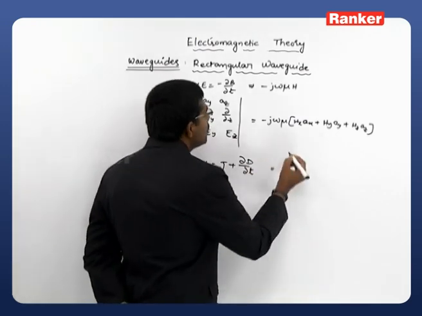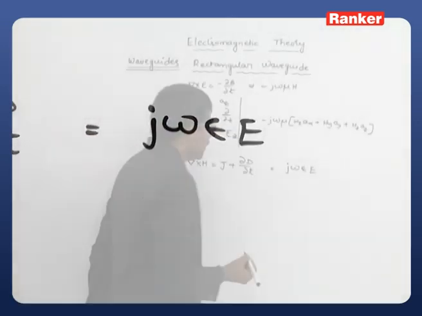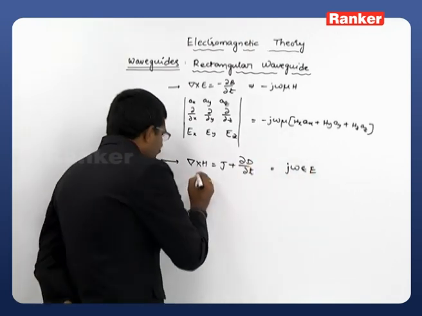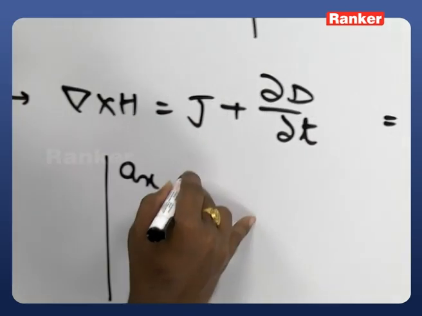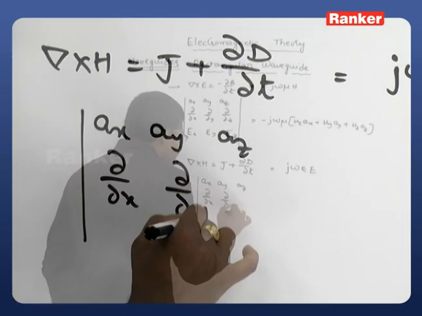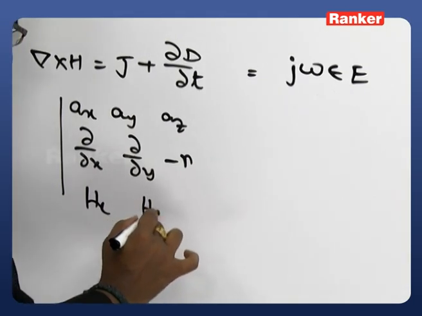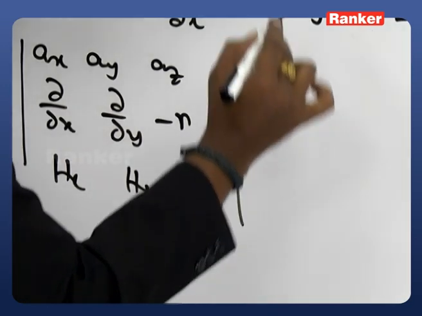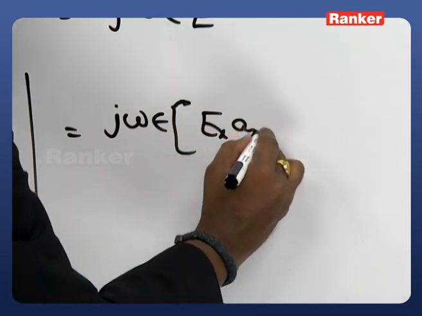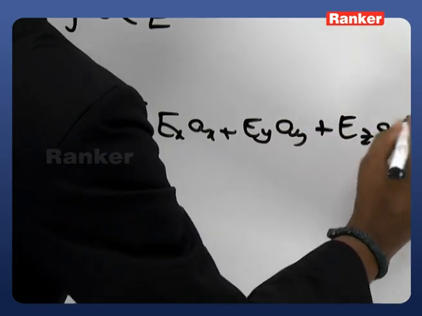Dou by dou t is simply j omega, and D can be written as epsilon E. So this is the equation that we are supposed to consider: del cross H equals j omega epsilon E. Now expand this one also. If you are expanding this, Ax, Ay, Az, dou by dou x, dou by dou y, and instead of dou by dou z, directly I will write minus gamma. Here it is Hx, Hy, Hz, which equals j omega epsilon and instead of E you can write Ex Ax plus Ey Ay plus Ez Az.